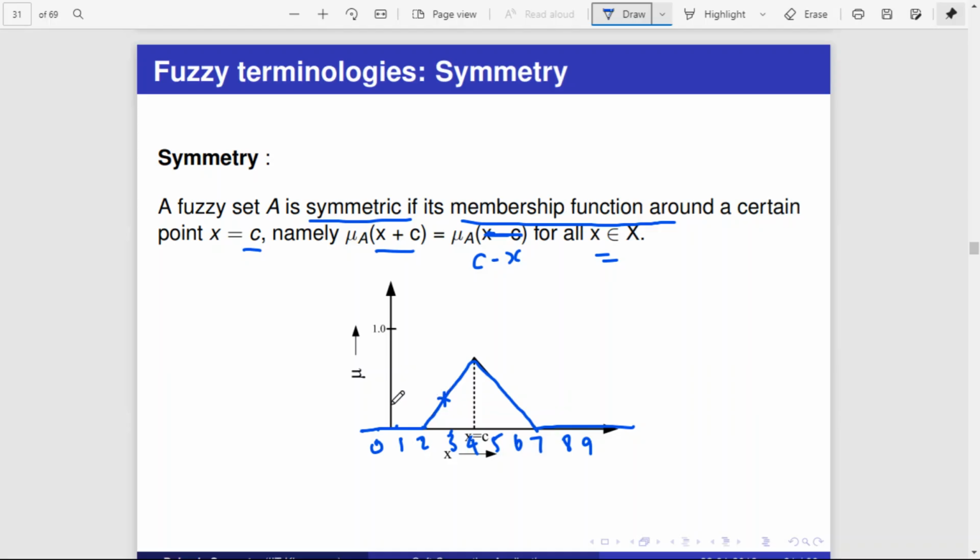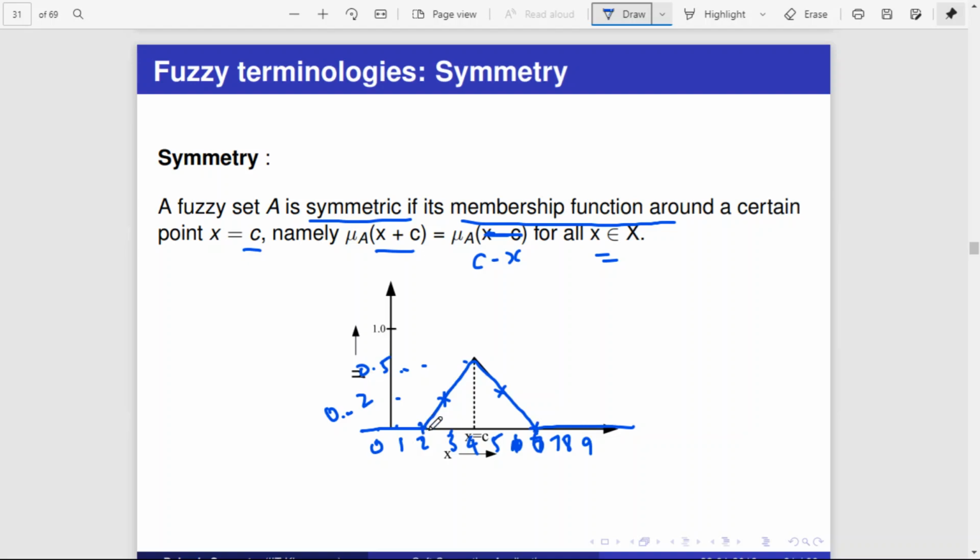Let us assume this is 0.2. When x is 3, say this is 0.2. When x is 4, say this is 0.5, it is coming here. When x is 5 also, say it is 0.2. When x is 6, let us assume it is 0.